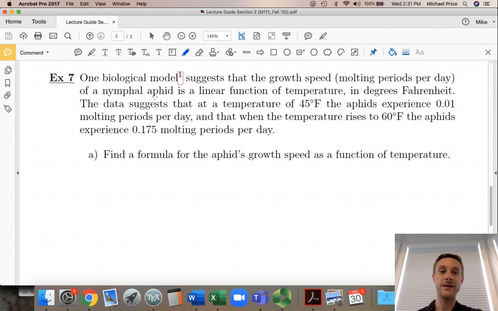Nymphal aphid sounds like a great band name, so hit me up if you want to start one, although I have nothing to offer musically, so you're going to have to carry the band, sorry.